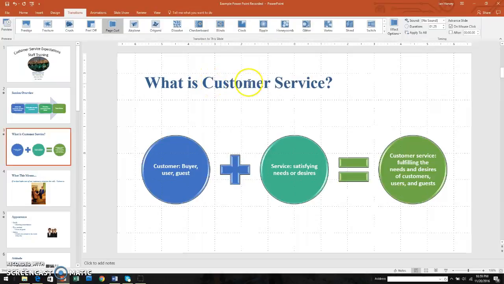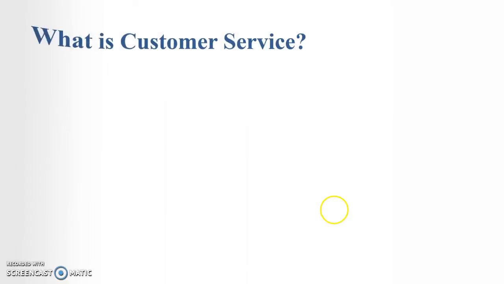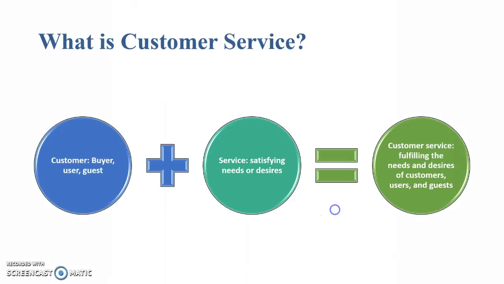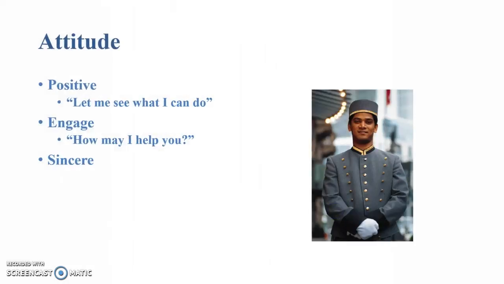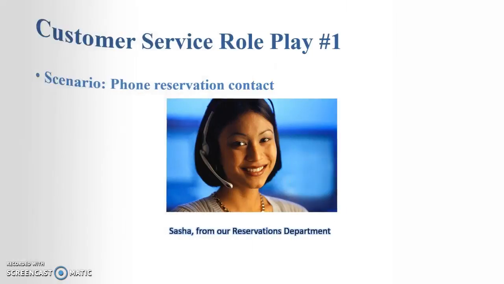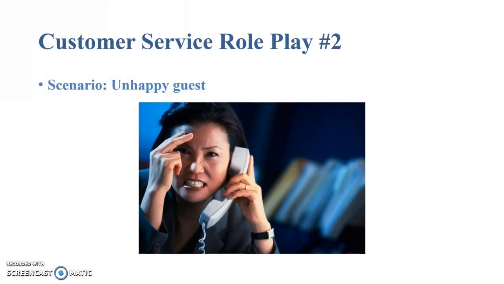Something else we're going to do with this effect is, still in the Transitions tab, under Timing, we're going to apply to all. So we click on Apply to All, and you'll see that when we go into the slideshow, as we go between slides, it's going to do the page curl. You see some of the animations that we put in.